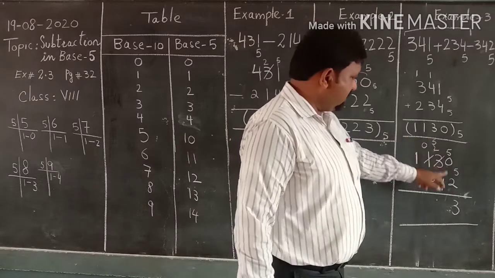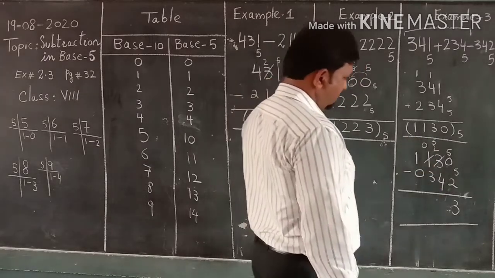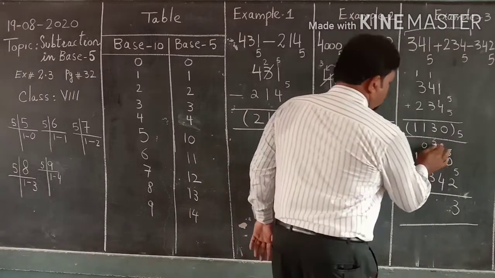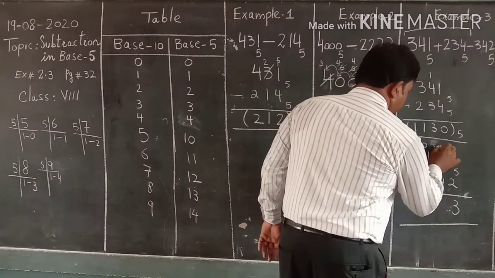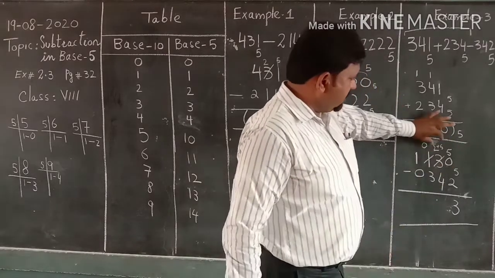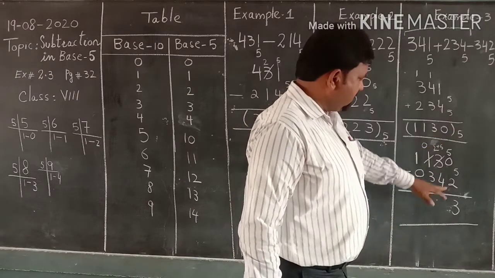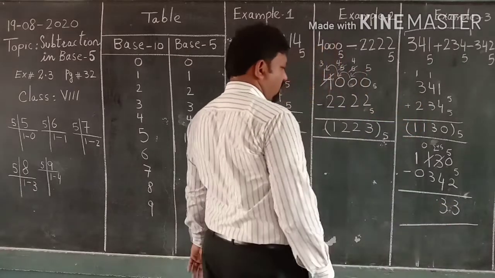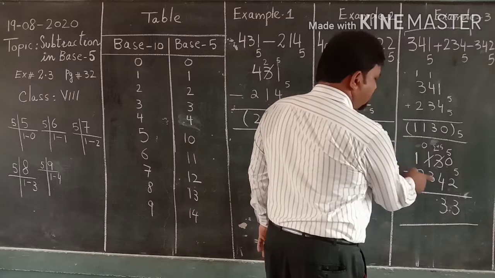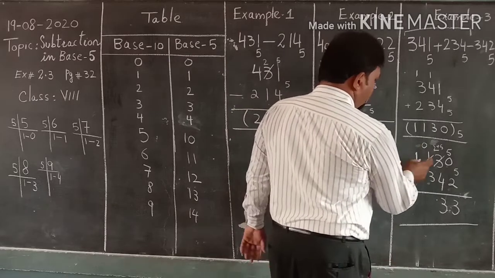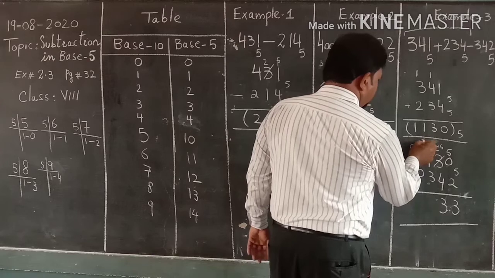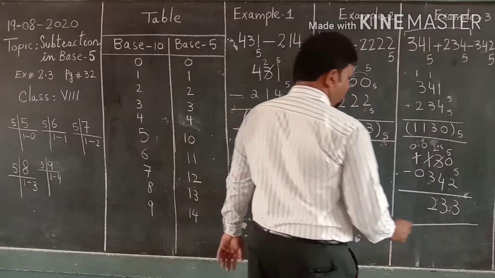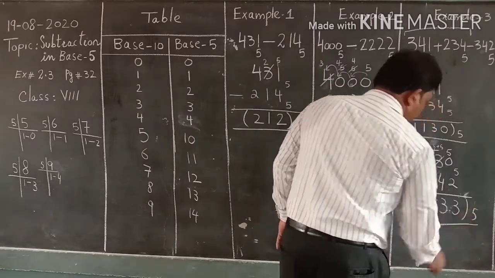5 plus 2 becomes 7, and when we subtract 4 from 7, the answer will be 3. Now 0 is smaller than 3, so we will take a carry from here, cut it and write 0, and write 5 over here. 5 minus 3, answer will be 2. So this is the answer of this question.